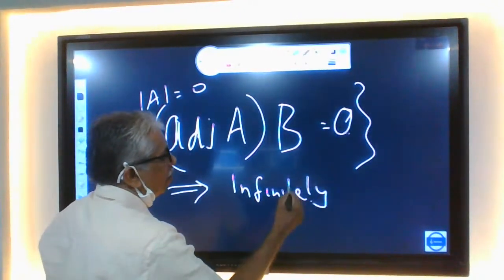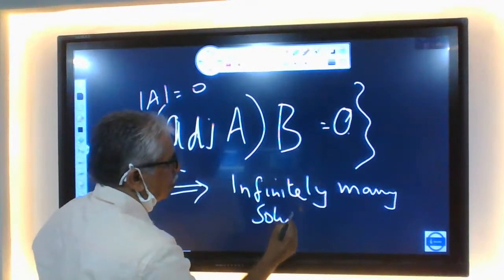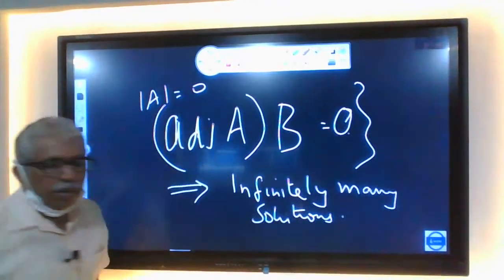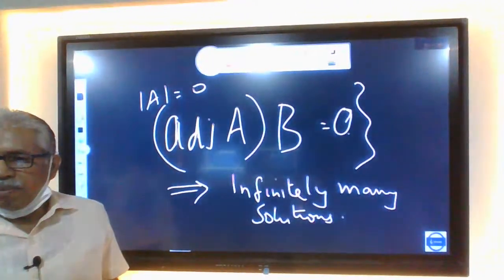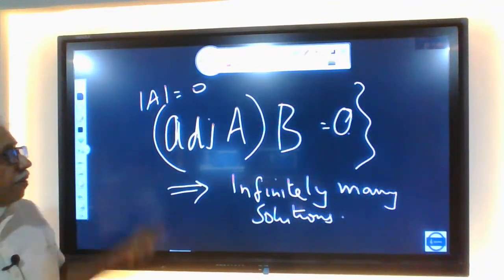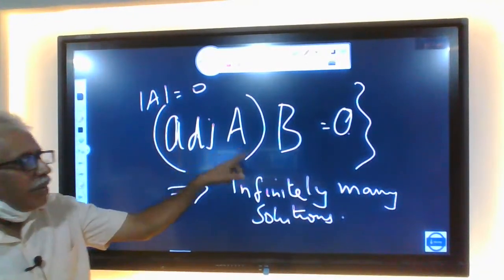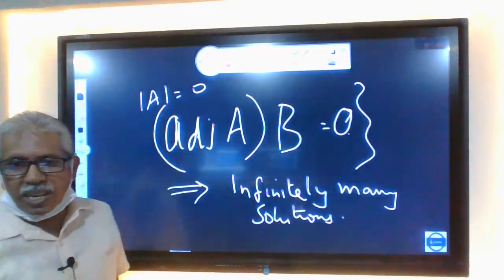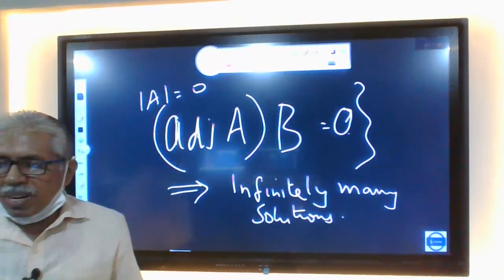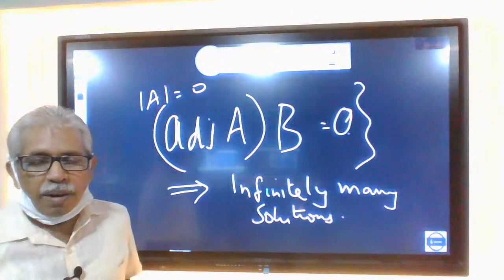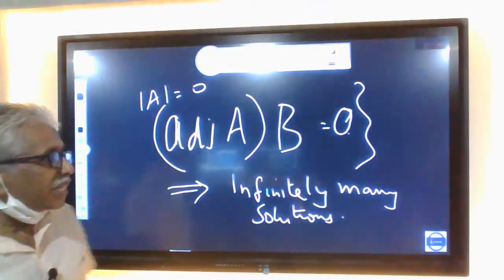infinitely many solutions. So for a non-homogeneous system of linear equations, if the determinant of the coefficient matrix is 0 and adjoint A times B equal to 0, these two together will give you infinitely many solutions, and as far as the consistency of the system is concerned, the system will be consistent. What is the meaning of the system being consistent?